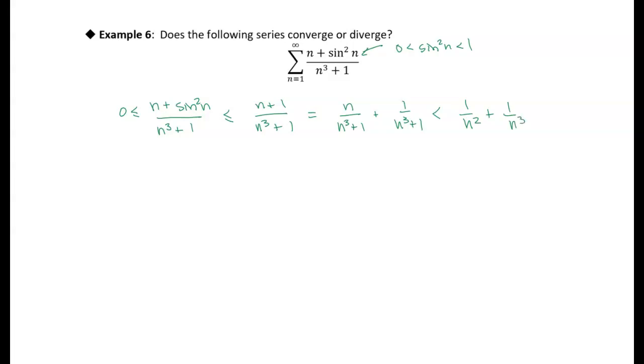So now I know that if I have this series, the sum from n equals 1 to infinity of 1 over n squared plus 1 over n cubed, right? Now I can actually write that as two series that both converge. So I have the summation n equals 1 to infinity of 1 over n squared plus the summation n equals 1 to infinity of 1 over n cubed, right? These are both p-series, and they both converge.